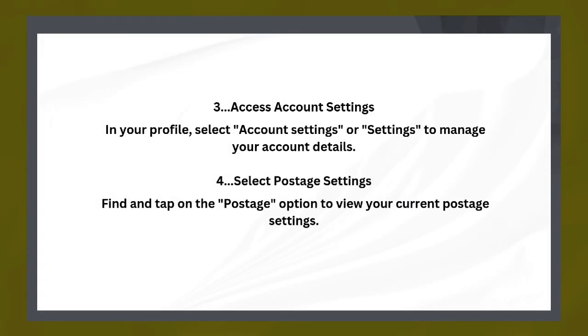Number 3. Access account settings. In your profile, select Account Settings or Settings to manage your account details. Number 4. Select Postage Settings. Find and tap on the Postage option to view your current postage settings.